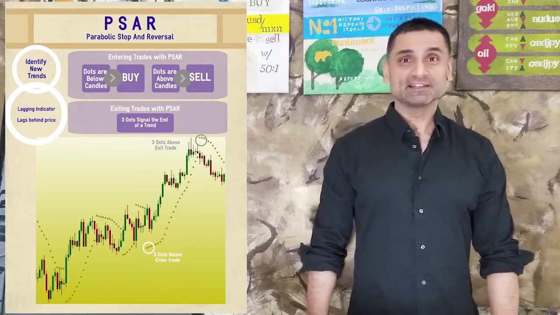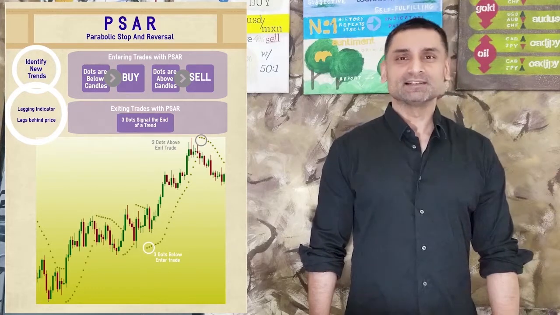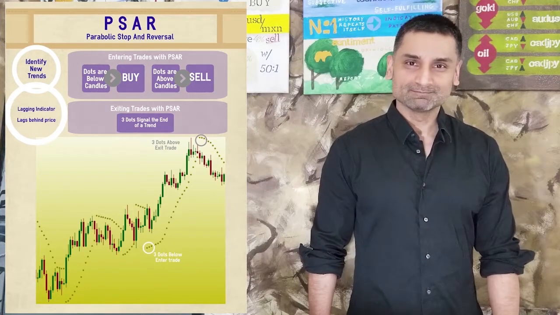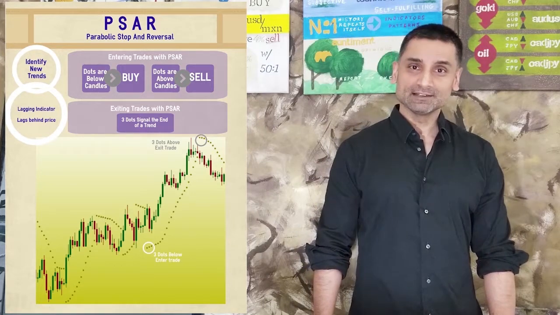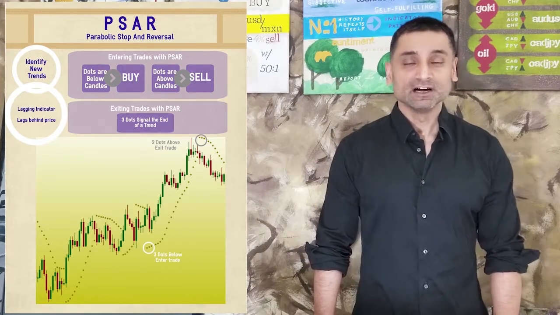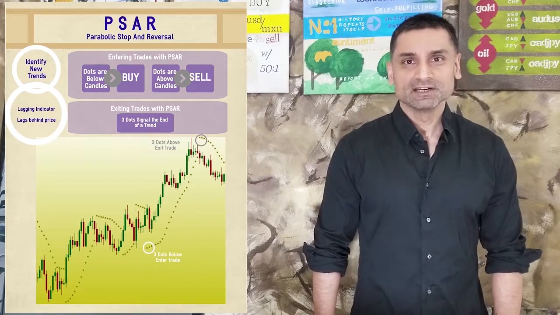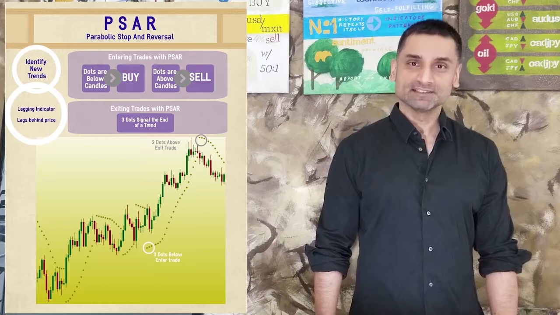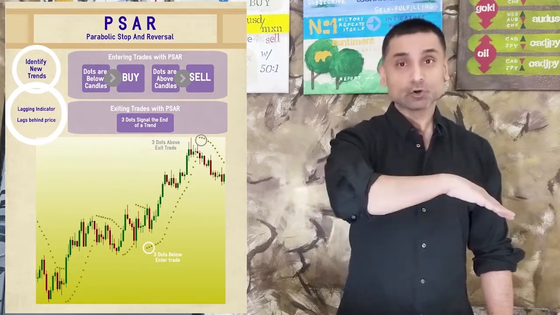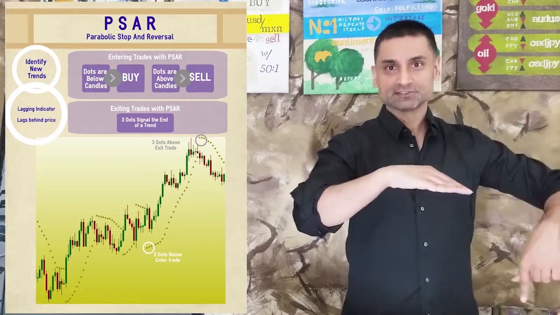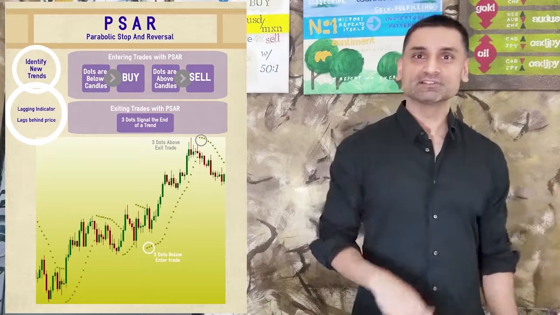It works great in trending markets, as most indicators do, but it does not work too well in choppy markets. For that reason, we need to use it with other indicators. Another one we could possibly use is the moving average, a simple moving average of 50. Say if the angle of the moving average is sloping down, then only take trades to the short side. If it's sloping up, only take long trades.